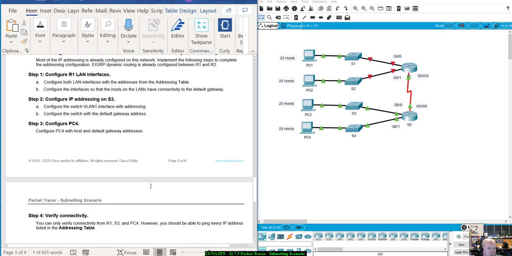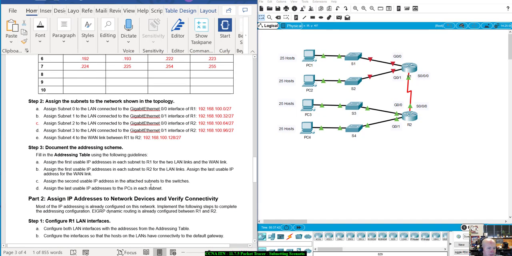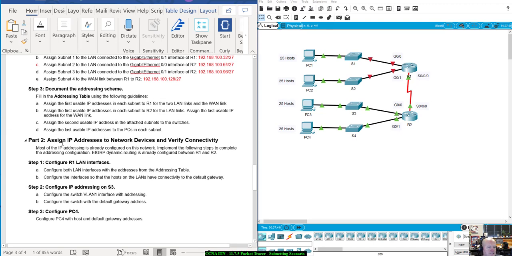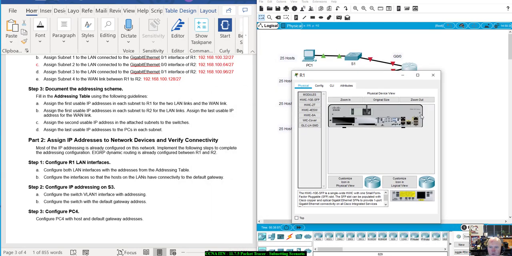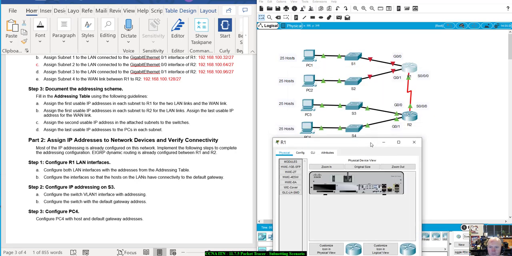Now skip down here. Assign IP addresses to network devices and verify connectivity. Most of the IP addressing is already configured on the network. Implement the following steps to complete the addressing configuration. EIGRP dynamic routing is already configured between R1 and R2. So configure R1 LAN interfaces. Remember, when it says LAN interfaces, it's talking about the gigabit interfaces, not the serial interface.